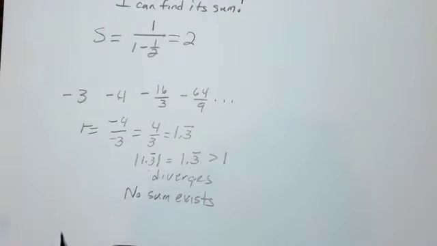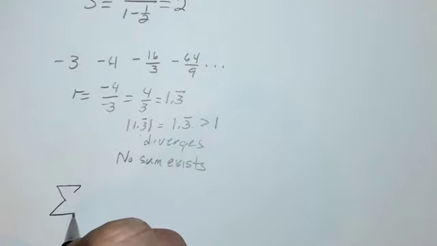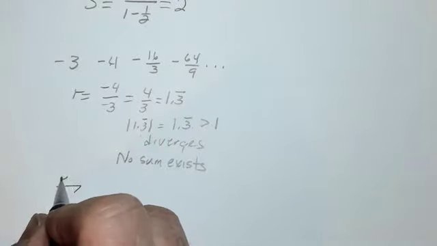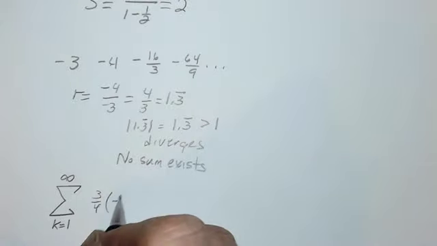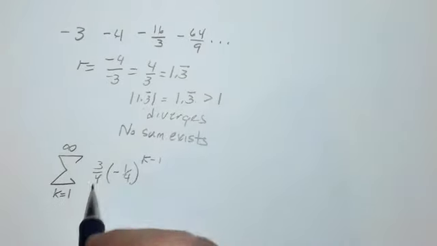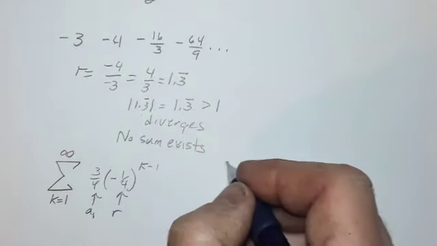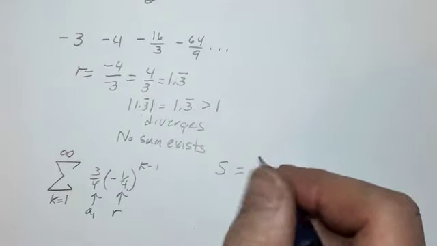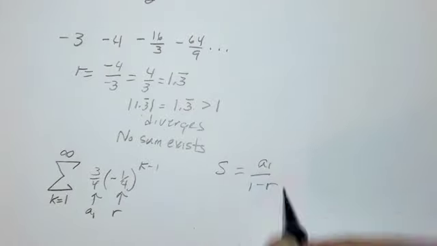One other type of problem then is one using sigma notation. So if I gave you one that had sigma notation and it said k equals 1 to infinity of 3/4 times negative 1/4 to the k minus 1. So again, when it's written like this, this is a sub 1, this is r. And again, for our formula, it is s equals a1 over 1 minus r.